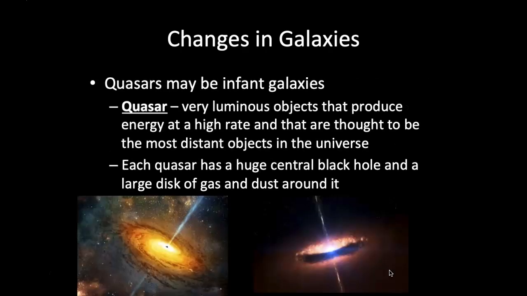There are changes in galaxies that do take place. Quasars are thought to be infant galaxies or very beginning galaxies. They usually have a very luminous object that is producing energy at a high rate and are thought to be the most distant objects in the universe. Each quasar has a huge central black hole and a large disk of gas and dust that surround it.